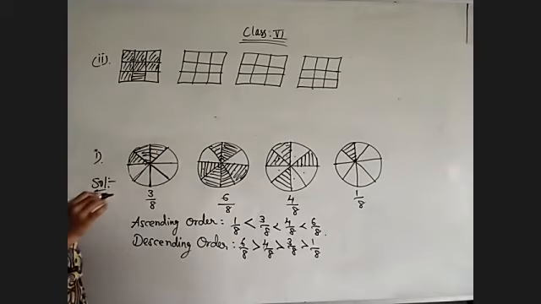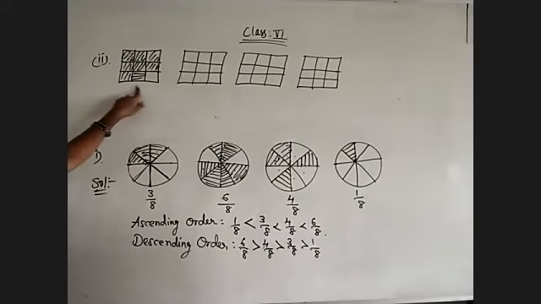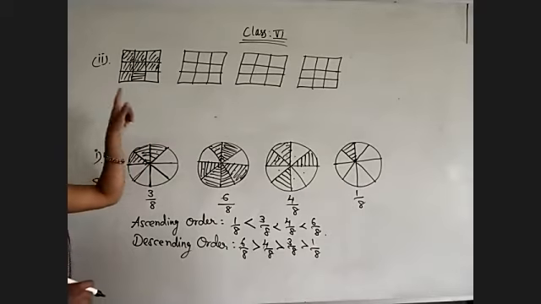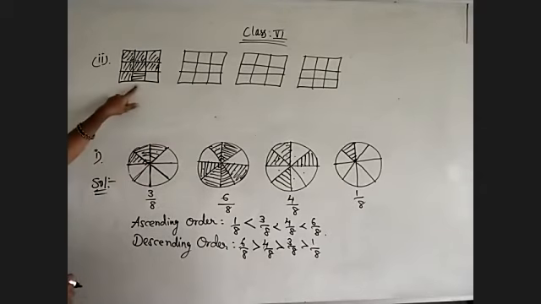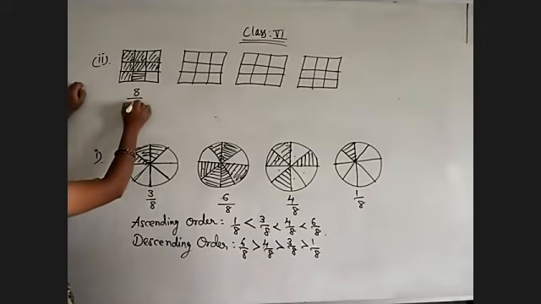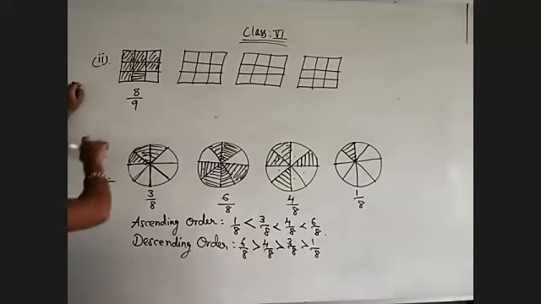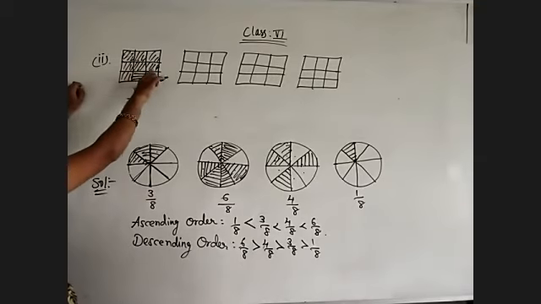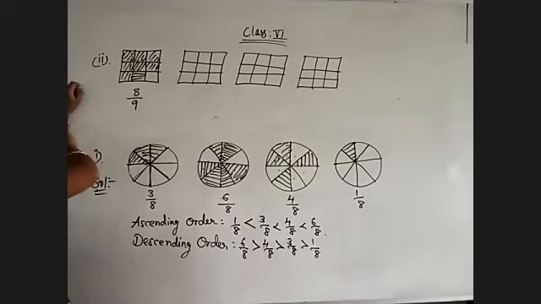Okay, just observe this problem. Here each figure is divided into 9 parts. 1, 2, 3, 4, 5, 6, 7, 8, 9. 9 equal parts. So every fraction has 9 as the denominator, and out of 9 only 1 is left, meaning 8 parts are shaded. So the first fraction is 8 out of 9 equal parts. 1, 2, 3, 4, 5, 6, 7, 8. For the shaded portion we are writing 8 by 9 as the first fraction.